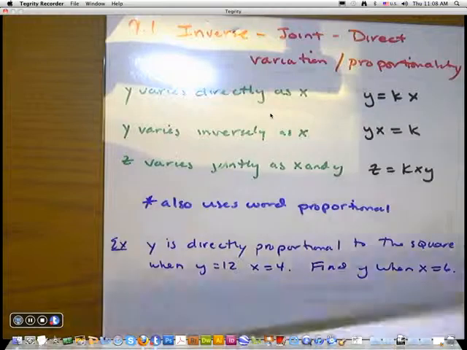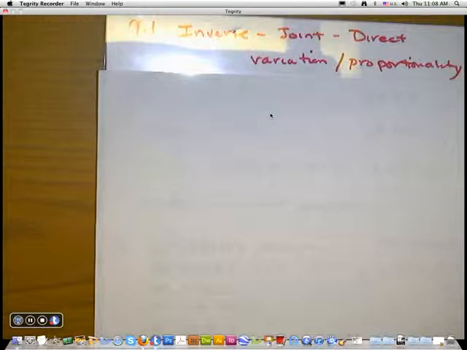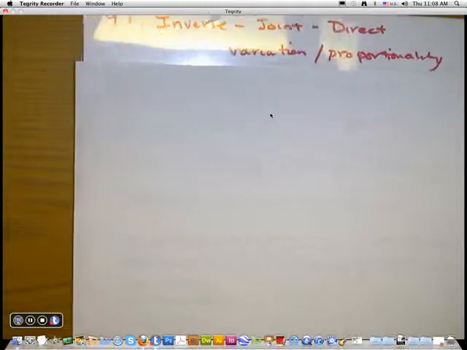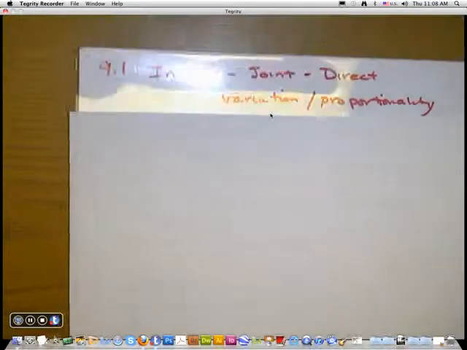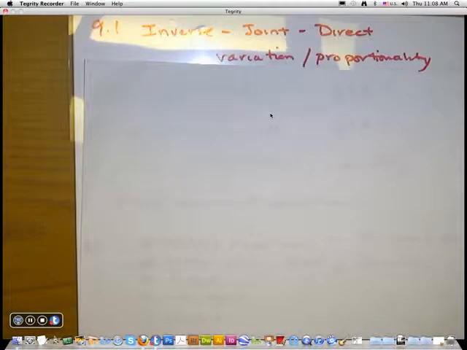Okay, 9.1. Talks about variations and proportionality. And we're going to talk about 3 different types: inverse, joint, and direct.